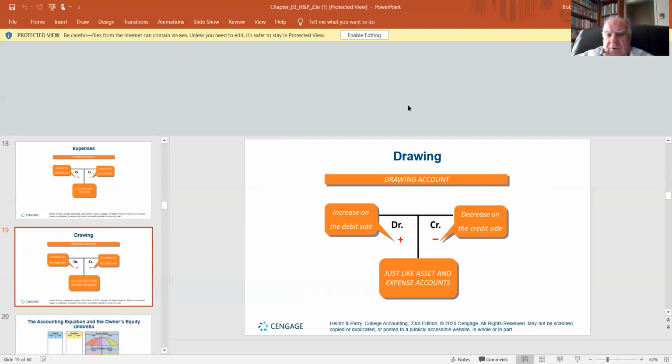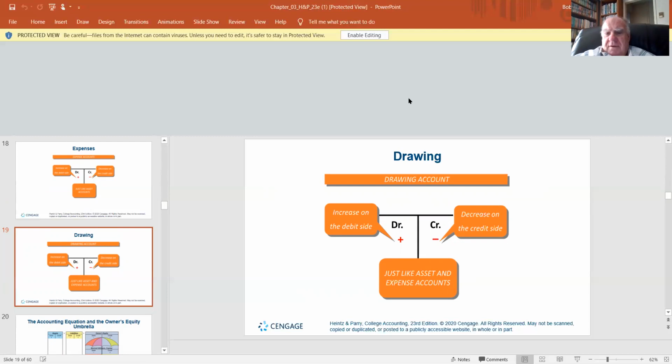Here's an account we're going to talk about, drawing. I think we know what this is already. This is the boss taking money out of the business for personal use. Obviously, this would be a small operation. Bill Gates doesn't walk in and ask his secretary to hand him $100 and then he write a drawing entry against Microsoft. No, this is for smaller business, but we need to understand this.